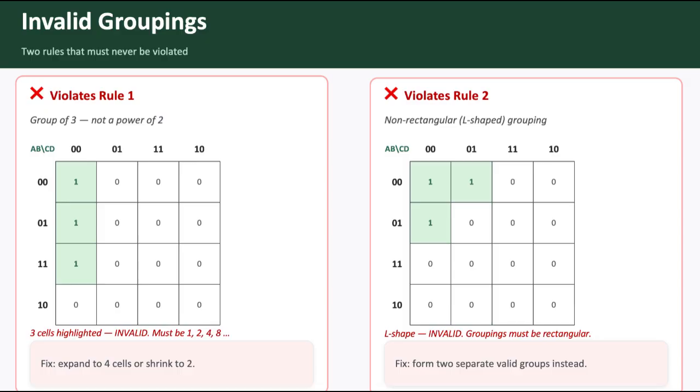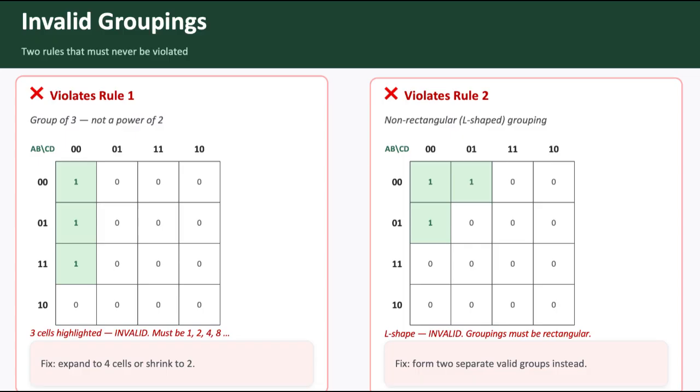Now the right side violates Rule 2. An L-shaped grouping, the top left 2 by 2 region minus the bottom right cell of that region. 3 cells form an L. Even though each cell individually is adjacent to at least one other, the L shape as a whole is not a rectangle.